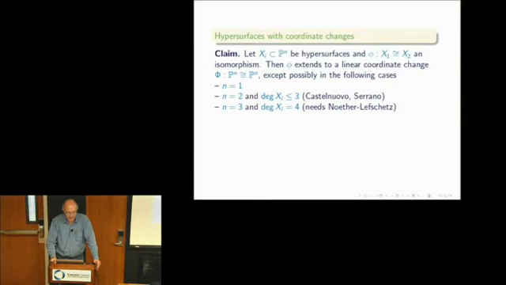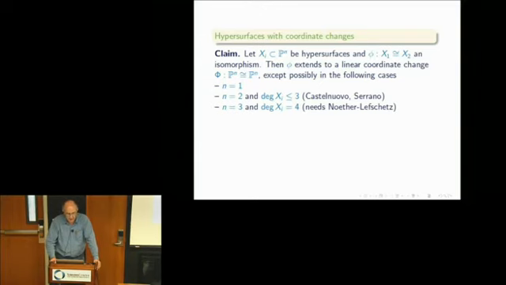Now, the first question we have to settle is, what kind of isomorphism do you mean? It can happen that two hypersurfaces are just isomorphic as abstract algebraic varieties. Or it can happen that there is a linear transformation that takes one into the other. And luckily, these notions are almost always the same. There are just a few exceptions.